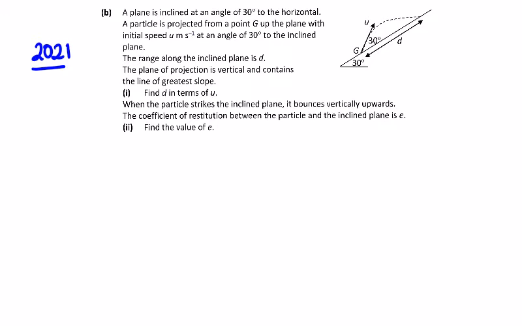2021 projectiles, question 3b. A plane inclined at an angle 30 degrees to the horizontal. A particle projected from a point G up the plane with initial speed u at an angle of 30 to the inclined plane. So with the inclined plane, we need to work out our accelerations, taking the inclined plane as the I direction. We'll draw a little diagram here.